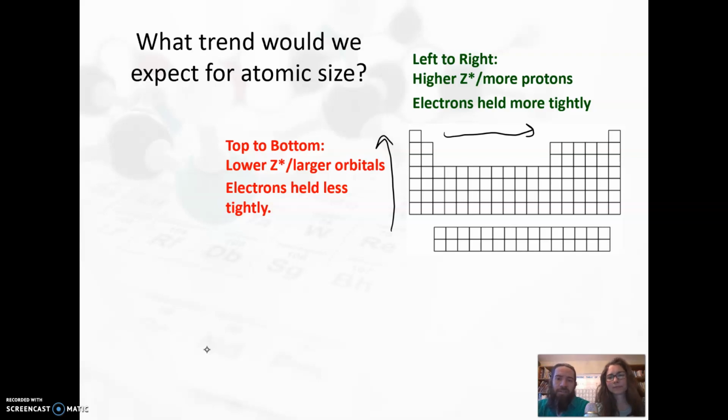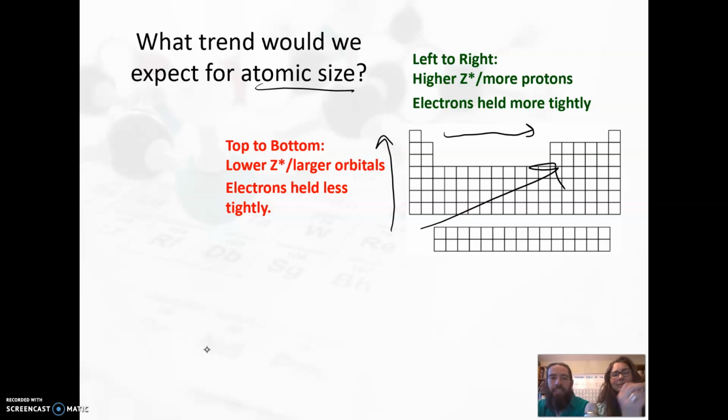Well, we could represent that with just a diagonal arrow as well. We could say the lowest effective nuclear charge is going to be in the bottom left, and the highest is going to be more toward the upper right. Now, these are just trends. There are exceptions, but this is the general trend for effective nuclear charge.